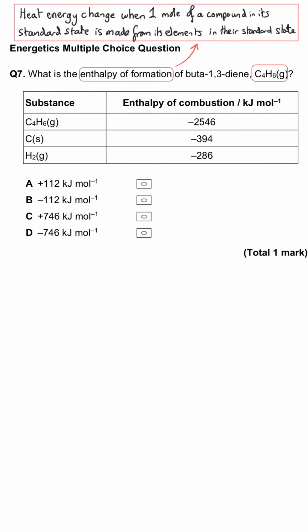And we've been presented with some data about the enthalpy of combustion of all the substances that we're going to need. First of all, I'd recommend that you sketch out the equation for the enthalpy of formation of buta-1,3-diene. And to do that, you need to write down its formula, and you need to know that it's being made from the elements that make it up. So carbon, but actually we need 4 carbon and hydrogen, and we need 3 H2s. So this is the equation for the enthalpy of formation.